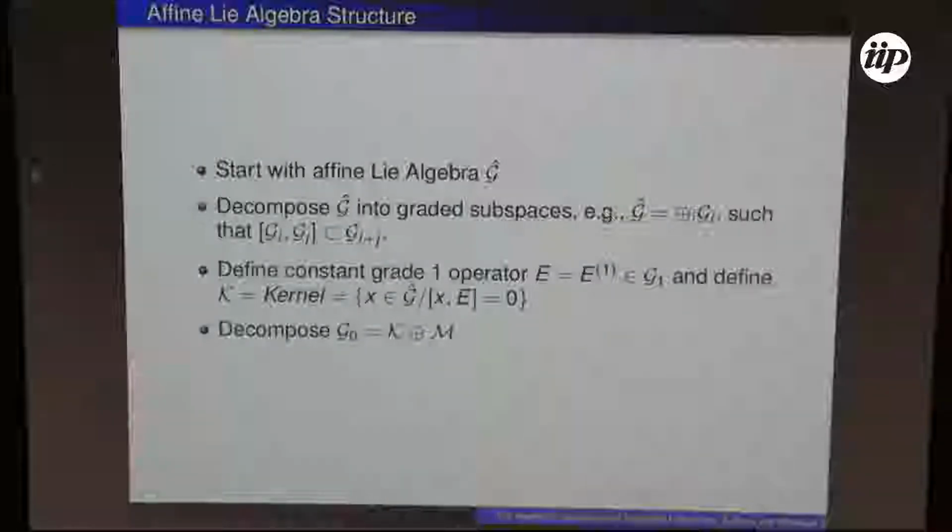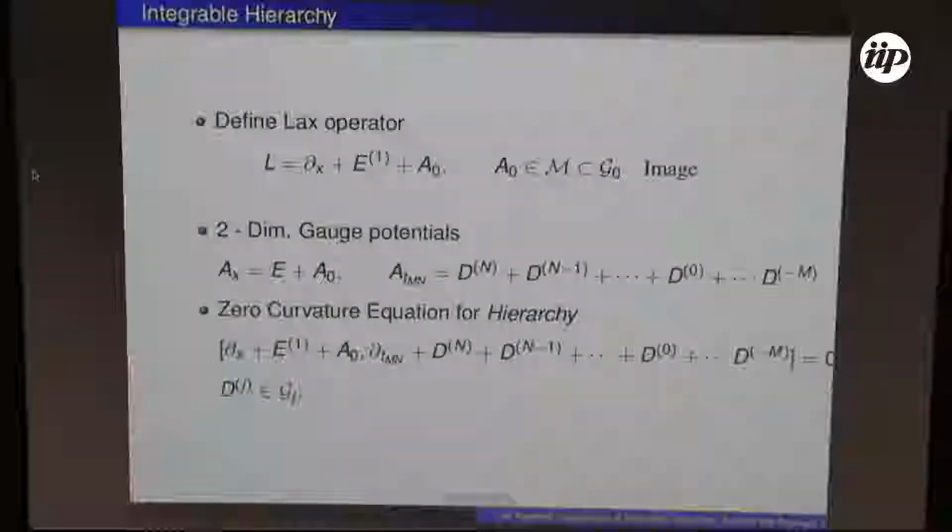This E in turn decomposes your algebra into kernel and its complement. Kernel is everything that commutes with E. So it's a very simple concept. With these 3 ingredients, you are able to construct a family of equations of motion. They are all integrable and possess a common set of conserved charges.